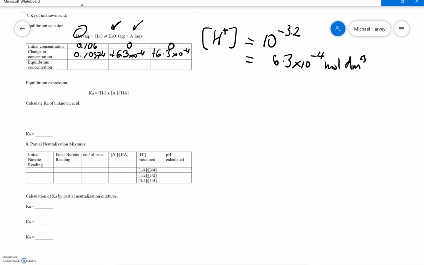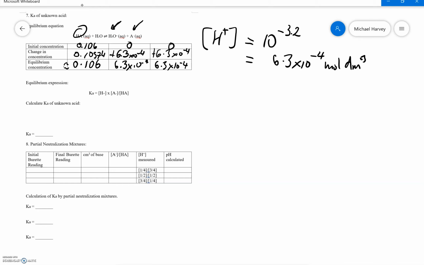It's going to change by basically subtracting this value and this value, and we're going to have 0.10574. Now, for the purposes of this equation, that change isn't particularly significant. So we're just going to say the equilibrium concentration of the acid still remains essentially the same, 0.106. Okay, we'll just say it's similar to that. And that means that at equilibrium, the concentration of the protons is going to be 6.3 times 10 to the negative 4, and the concentration of the conjugate base is going to be the same, 6.3 times 10 to the negative 4.